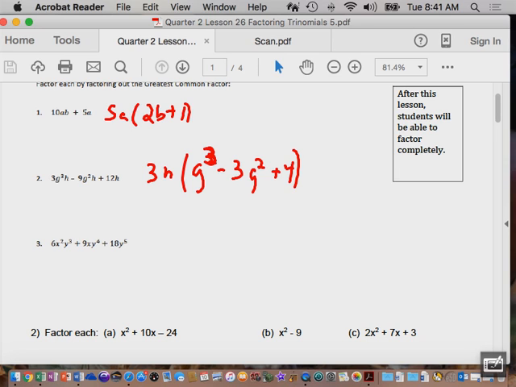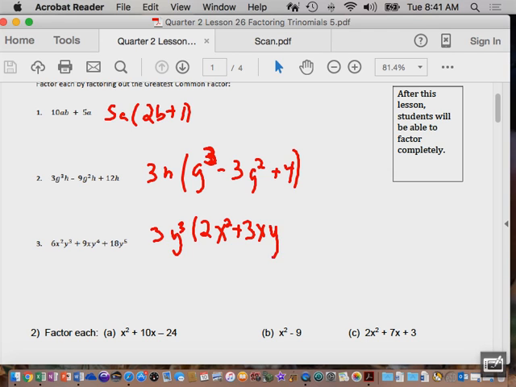All right, next up. They share a 3 in common. They do not all have x's. And they share a y cubed in common. So I'm going to go with 3y cubed times 2x squared plus 3x.